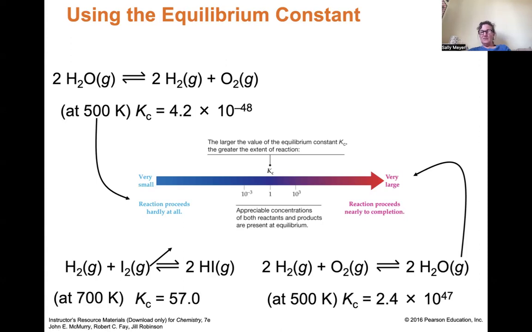So the ratio of water squared divided by hydrogen squared times oxygen pressure, or concentration in this case, they're giving you a Kc, it's going to be 10 to the 47th. Pretty much says there's no reactants left over.